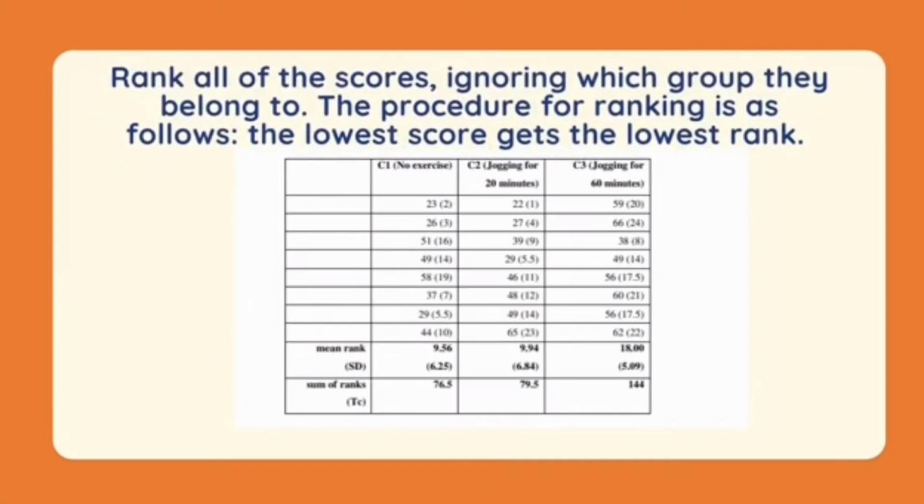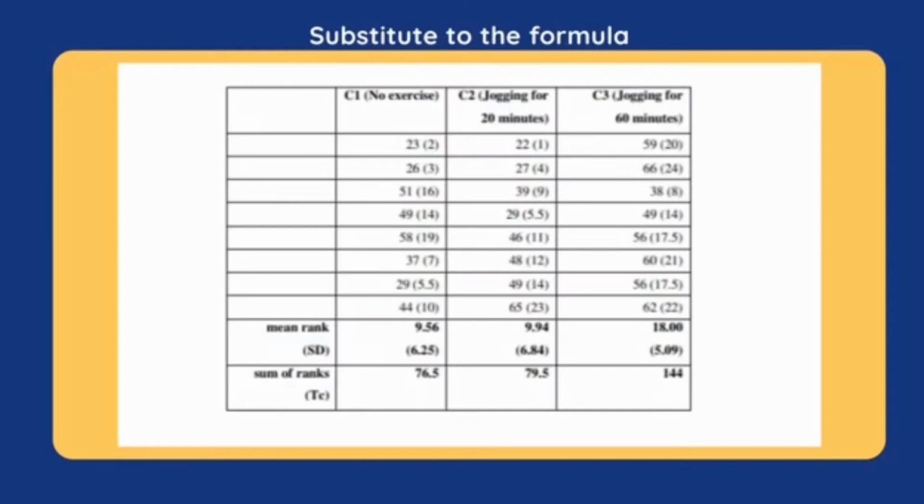First step is to rank all of the scores, ignoring which group they belong to. The procedure for ranking is as follows. The lowest score gets the lowest rank. N is the total number of participants, all groups combined. We have 24 participants, 3 groups of 8.